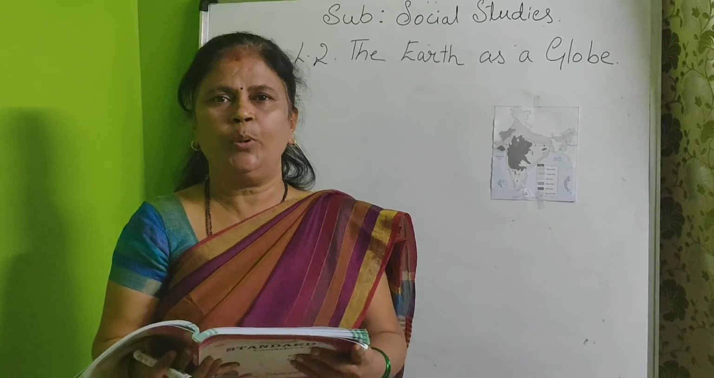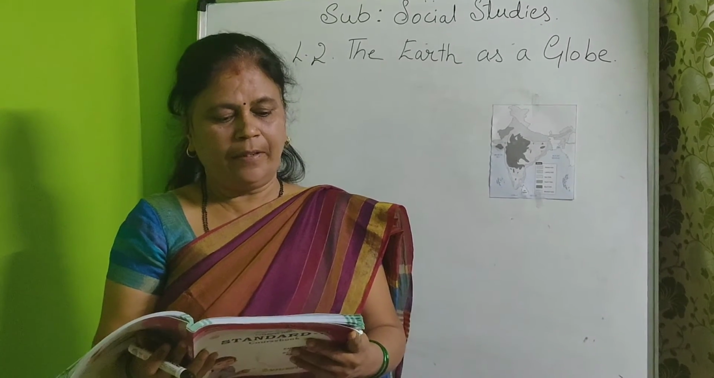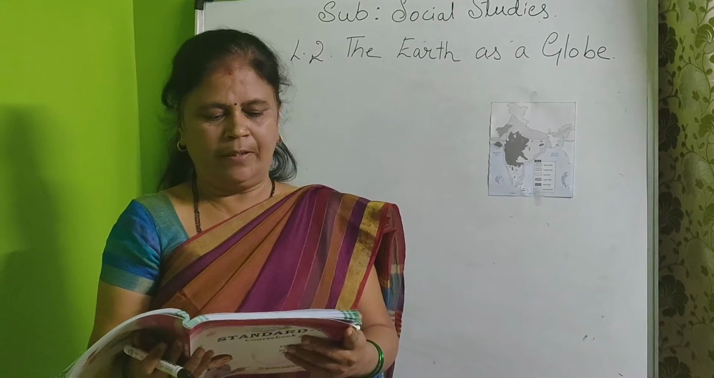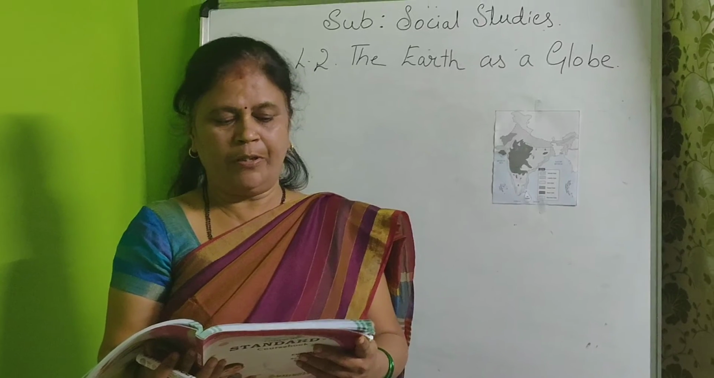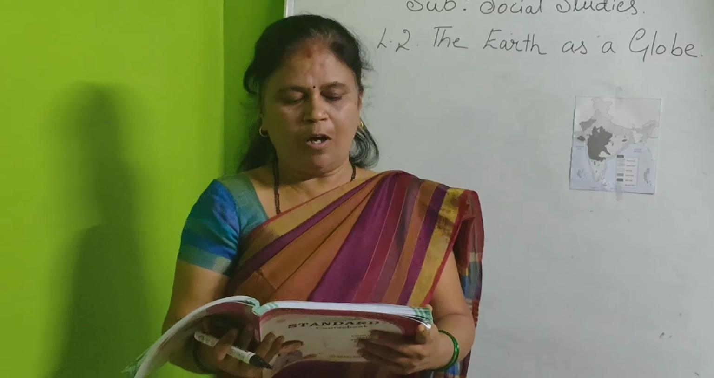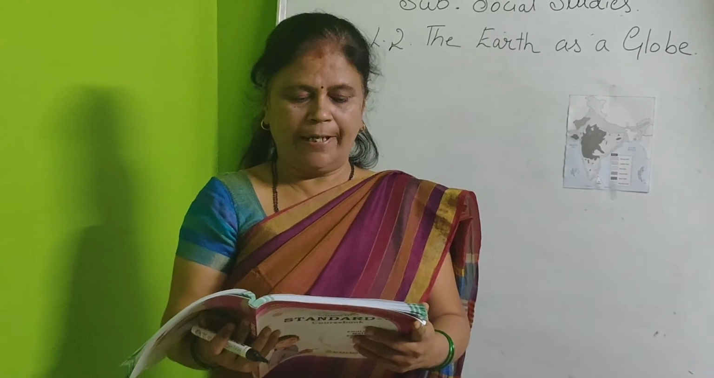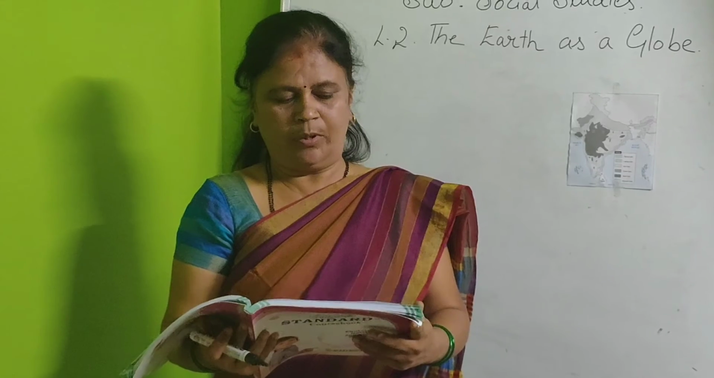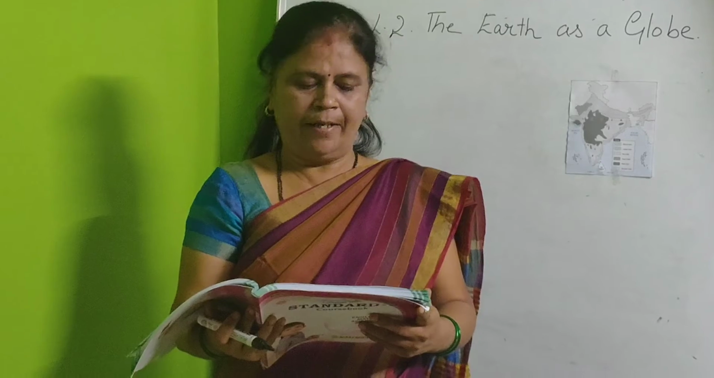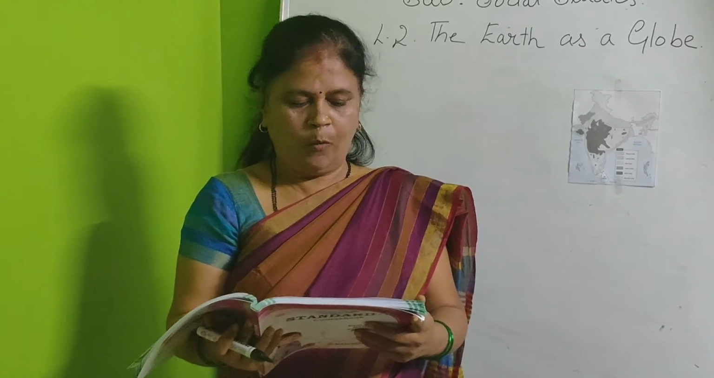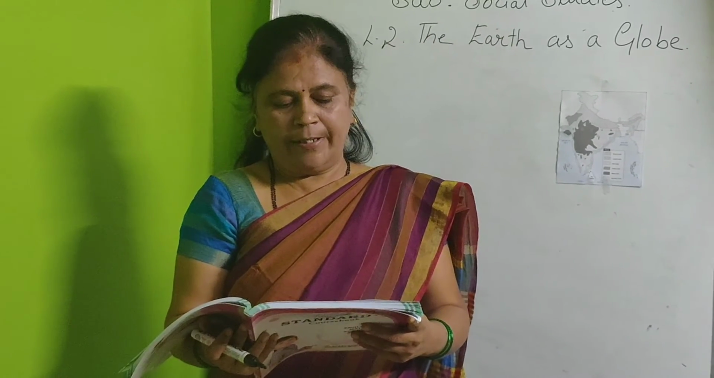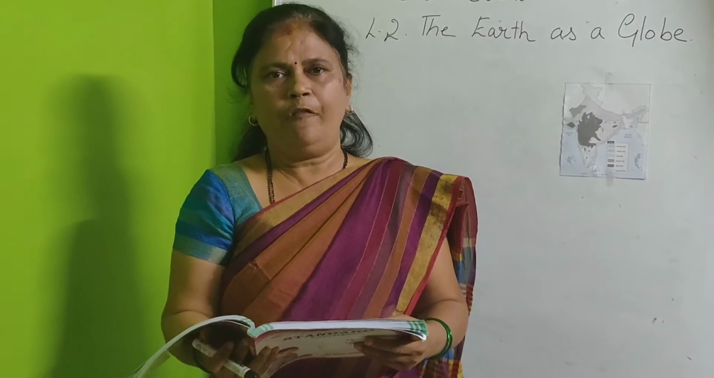Now, let's go to the directions. There are 4 directions. They are north, south, east, west. These directions are given to understand the map. The upper side of the map will always show north. The lower side of the map will always show south. The right side of the map will always show east. The left side of the map will always show west. The universal fact is that the sun always rises in the east and sets in the west.